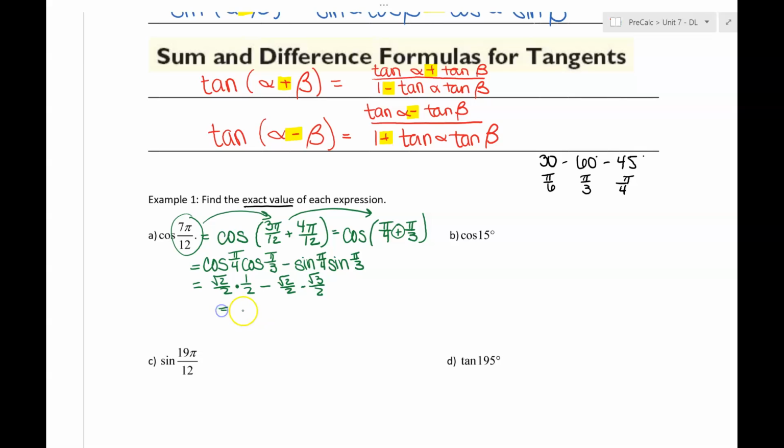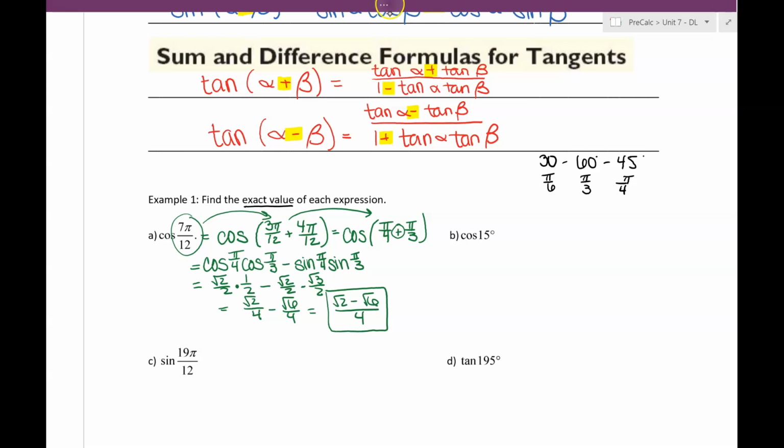All right, keep going. Rad 2 over 4 minus rad 6 over 4, and then go ahead and combine the numerators. Because we have the same denominator, we just write it as rad 2 minus rad 6 all over 4, and we're done. That is the exact value. I can't combine the radicals because they don't have the same radicand underneath.